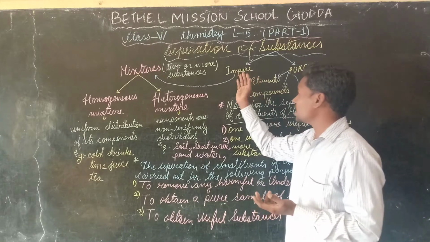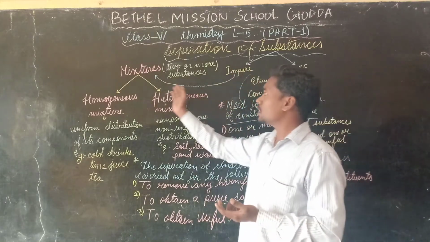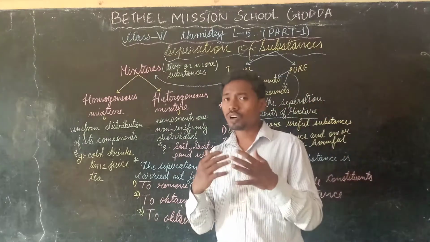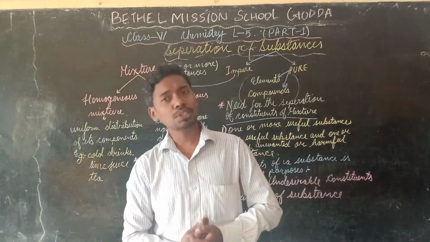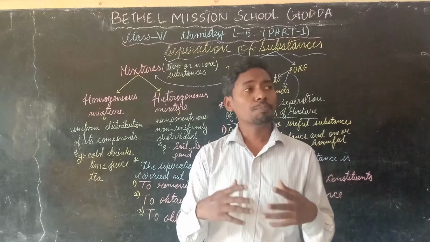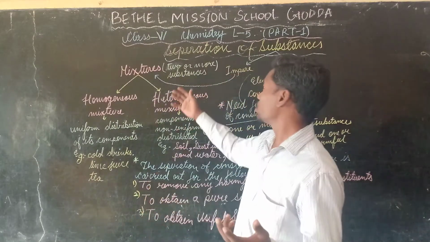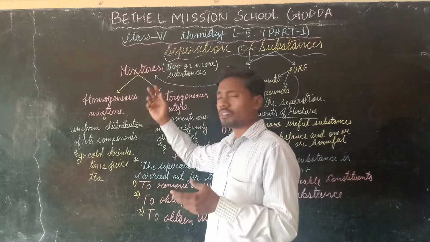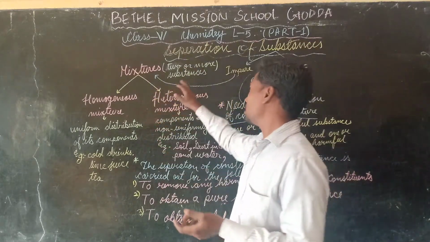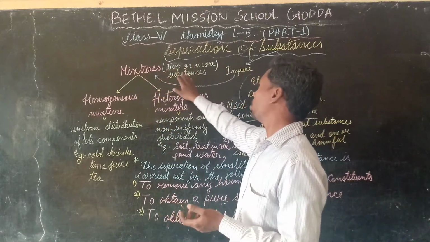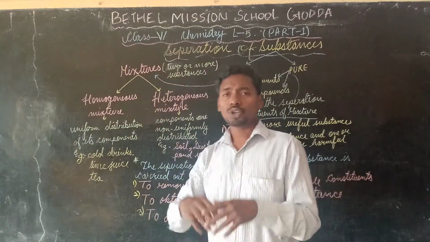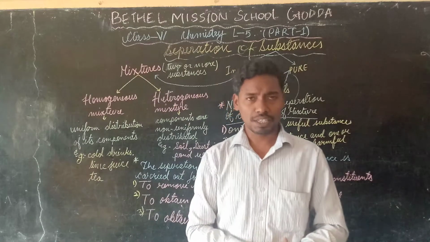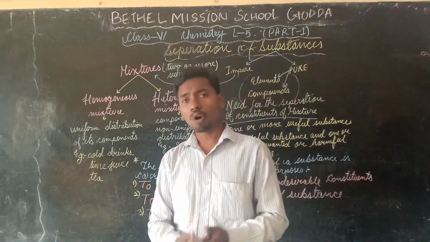These impure substances are basically called mixtures. So what are mixtures? You might have heard of mixtures. Mixtures are the substances which are made up of two or more components. Mixtures are made up of two or more substances, two or more materials, or two or more components.